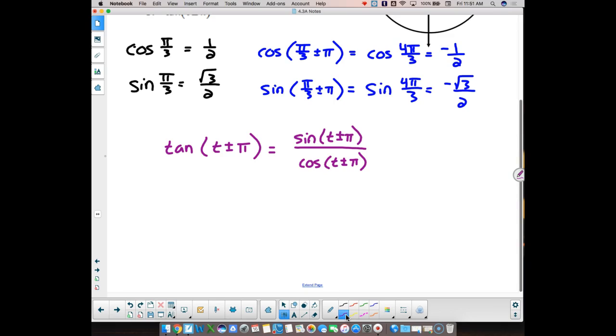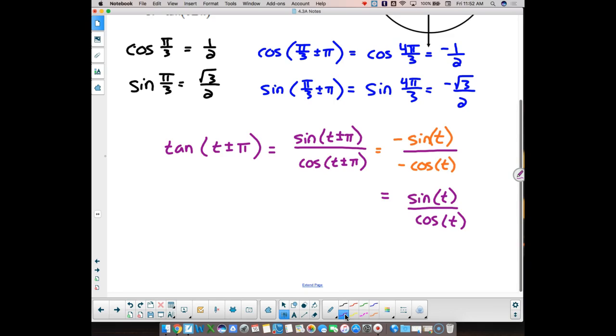Okay? Well, we just said that the sine of t plus or minus pi was equal to the negative sine of t. Right? And we just said that the cosine of t plus or minus pi was negative cosine of t. Right? Negative divided by a negative is a positive. So this ends up being the sine of t divided by the cosine of t.